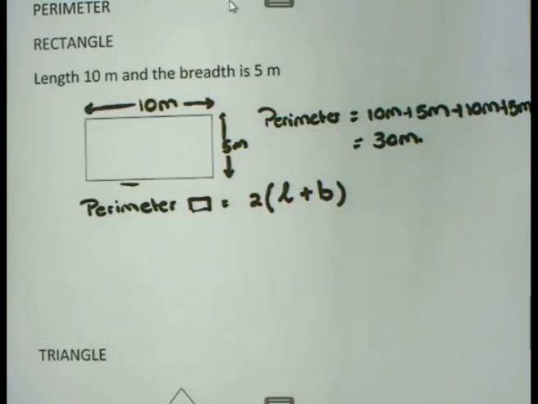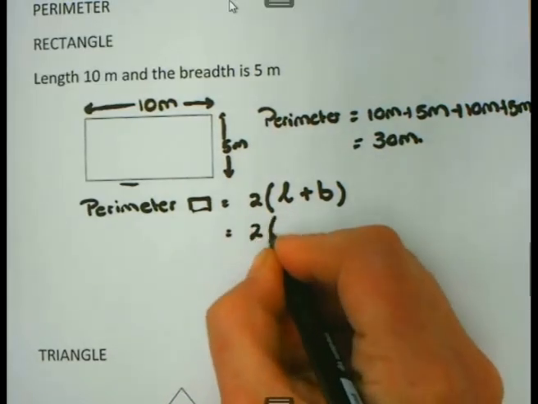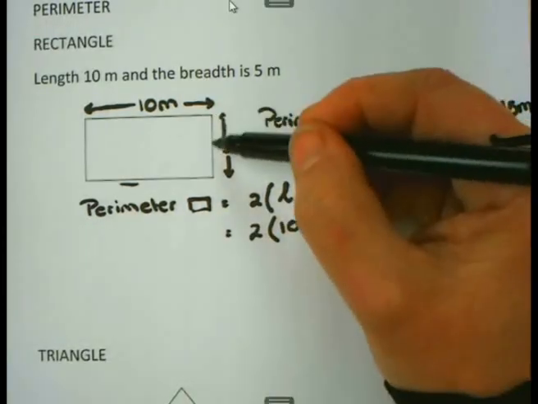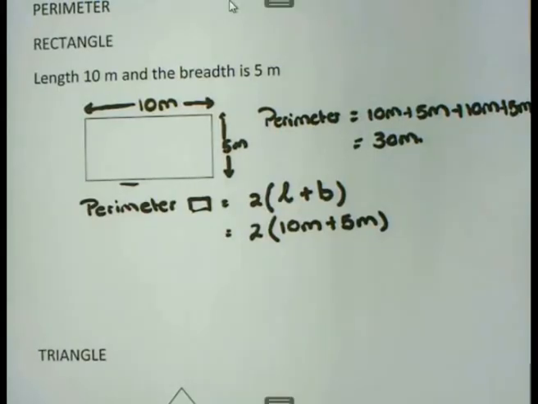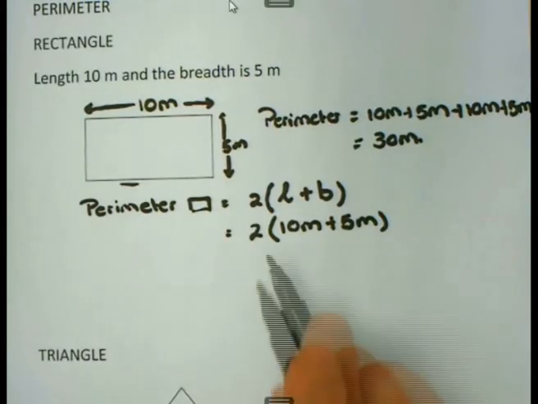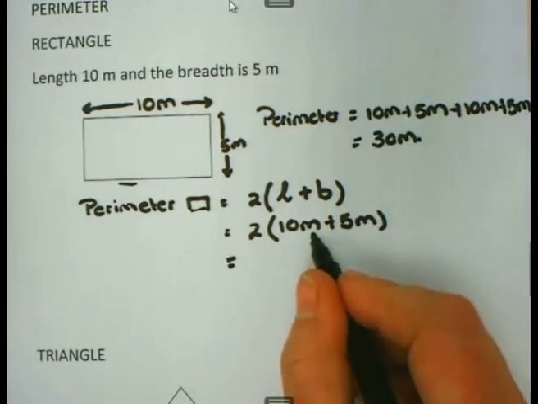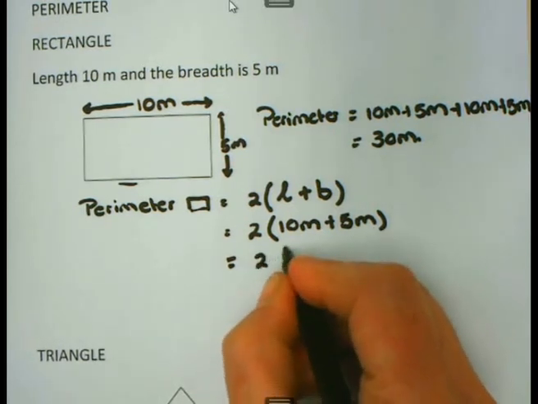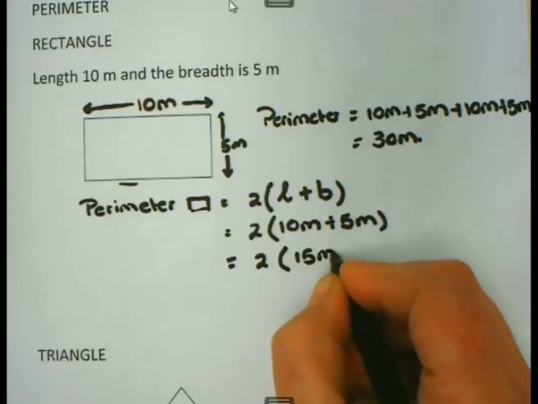So if I substitute now, I know that my length is 10 meter and my breadth is 5 meter. According to our BODMAS rule, you must remember that we always work out the bracket first. So in the bracket, we are having 10 meter plus 5 meter. So I'm going to add that first. That gives me 15 meter.